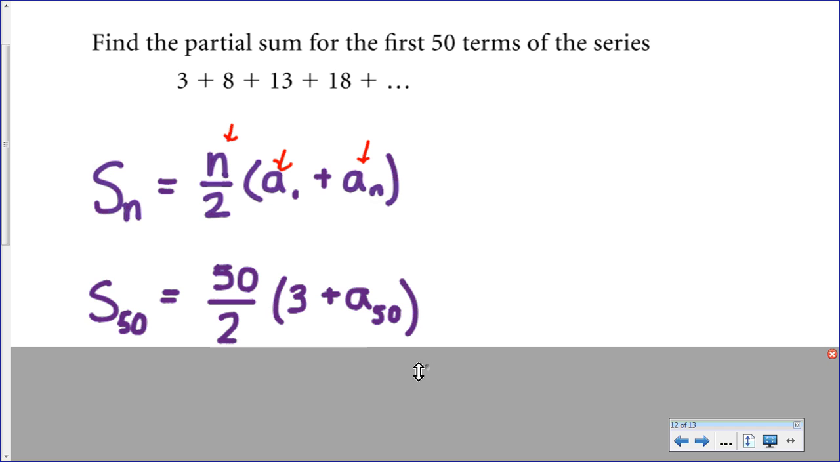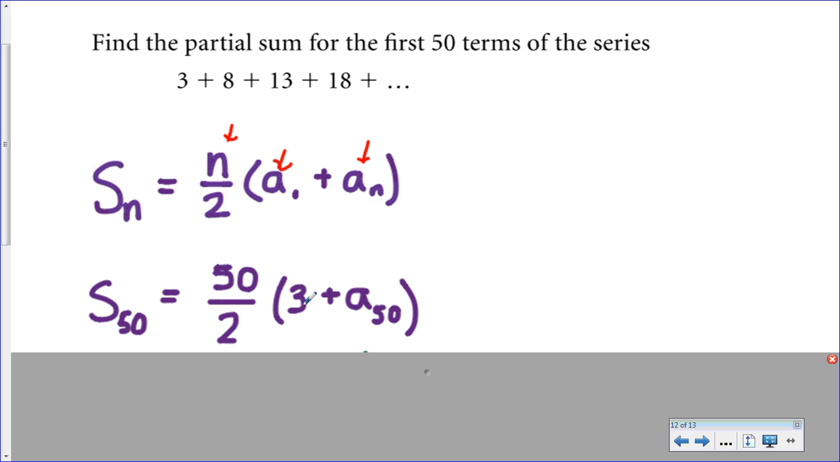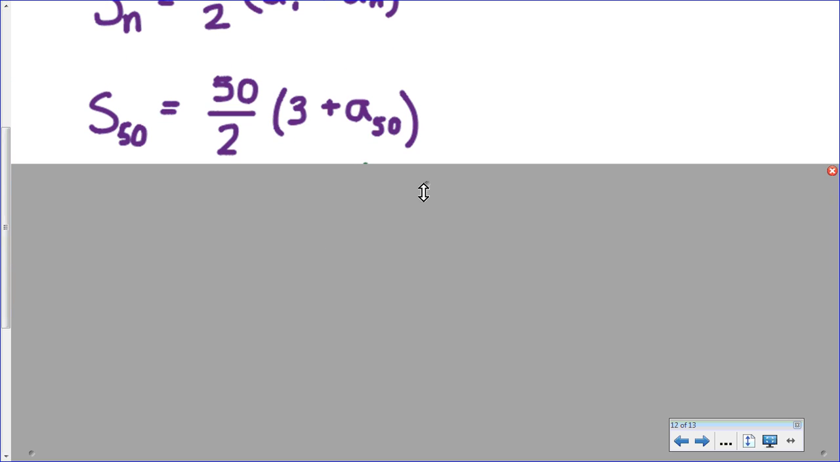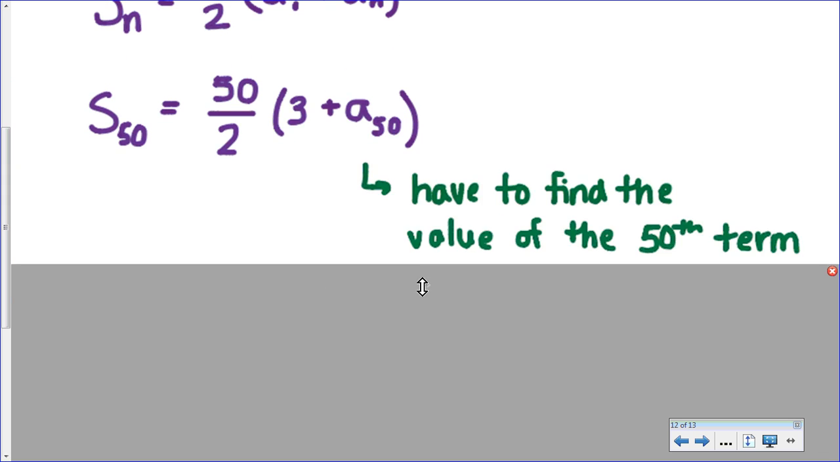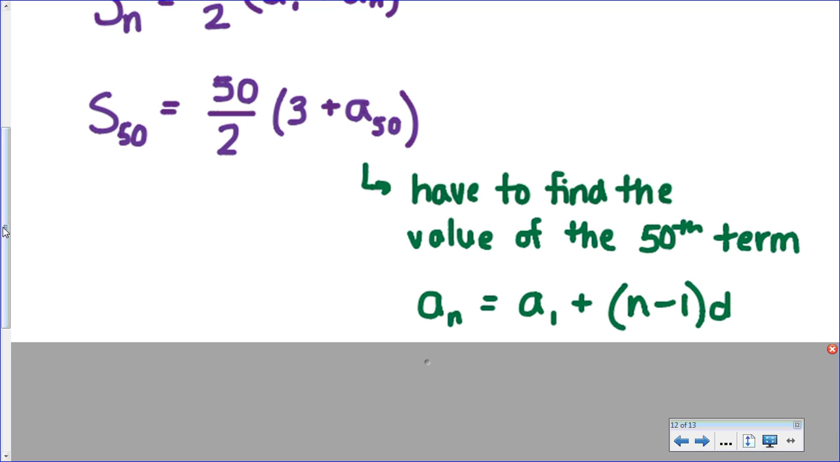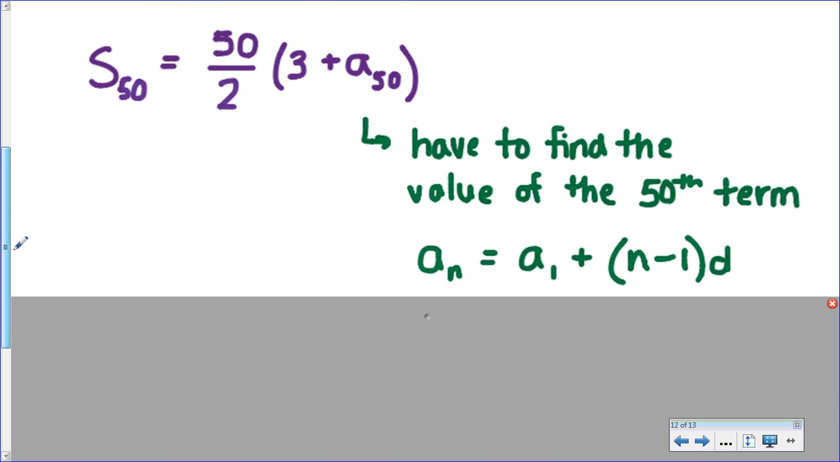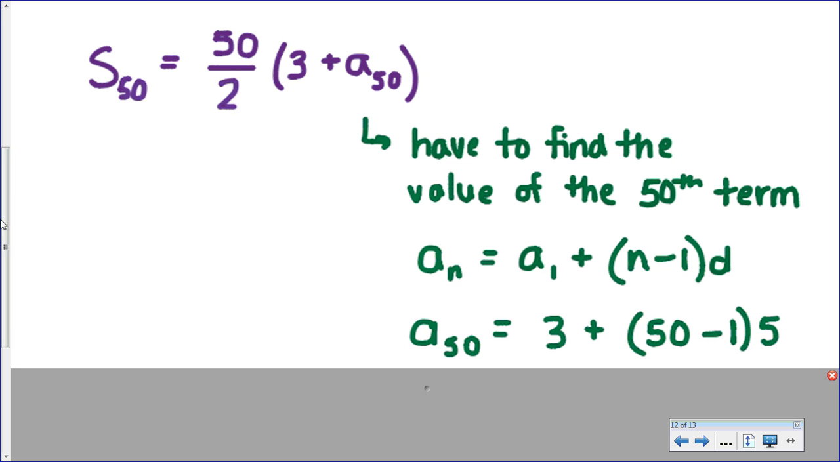So here, 50 over 2. 3 is going to be our first term, and A sub 50 is the last term, but I don't know what A sub 50 is. Right here, I can only see the first 4 terms, and somehow I need to plug in the 50th term. Well, good thing we have a formula that we learned for how to evaluate for the 50th term, right? It's this formula that we learned for an arithmetic sequence. So if I want to find the 50th term, I'm just going to use that old formula.